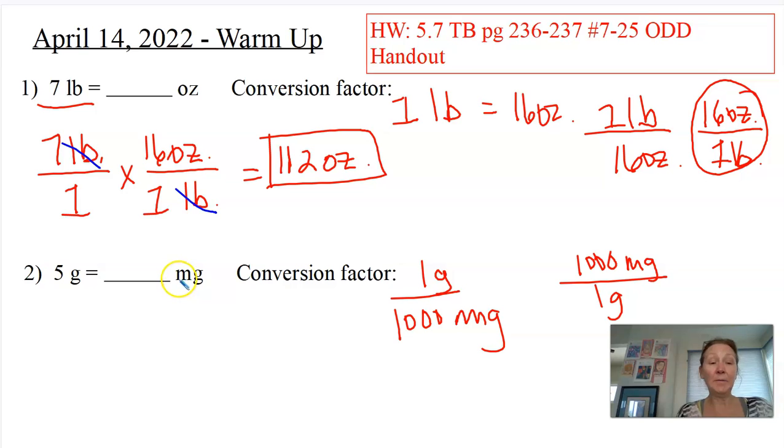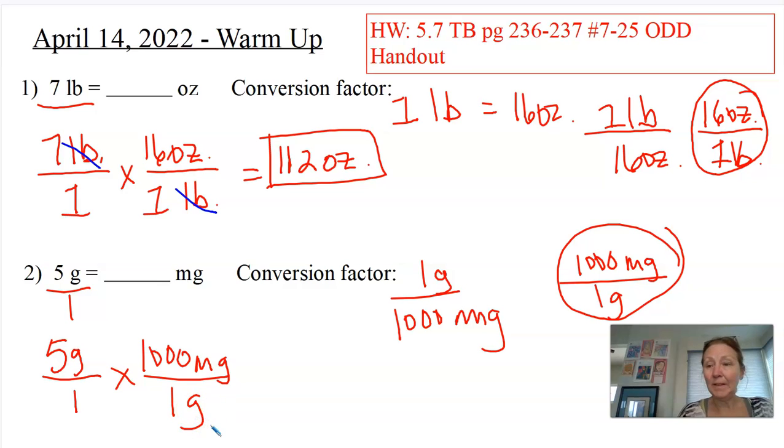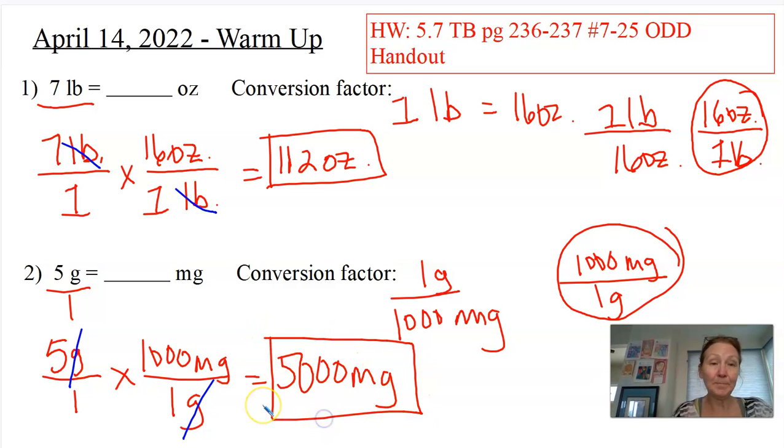And then I look at the problem I've been given. I want my answer to be in milligrams, and I want the grams to go away. So that grams needs to be on the denominator to cancel out with the numerator because I put it over 1. So I multiply 5 grams times 1,000 milligrams are in 1 gram, and the grams cancel out, and I'm left with 5 times 1,000, which is 5,000. So 5,000 milligrams is equal to 5 grams.